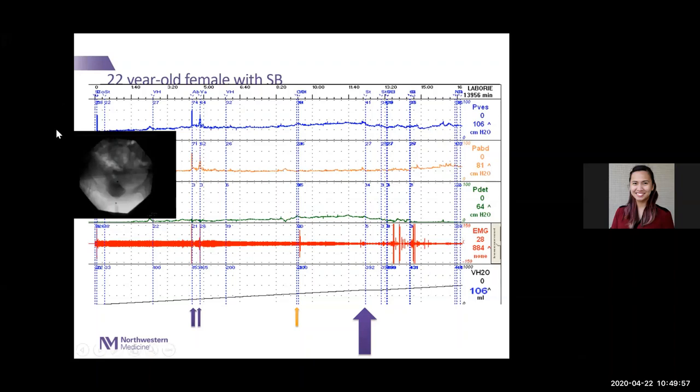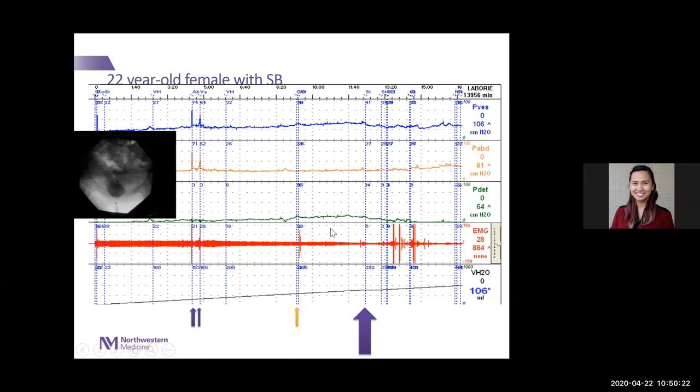So this is kind of what her bladder looks like. This is the video part, actually. This is probably at her sphincter there. It's hard to read the subheadings here, but again, this is the same order: vesical, abdominal, detrusor. And here she's filling up. And these little marks, the purple arrows, are where she leaked with cough. So she's leaking here with little bits of increase in abdominal pressure.